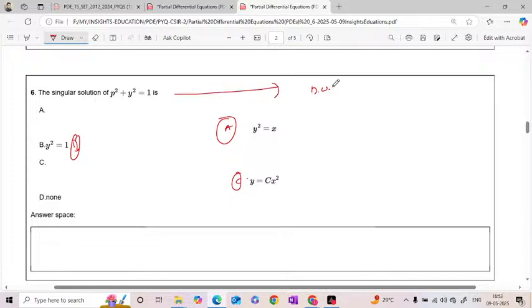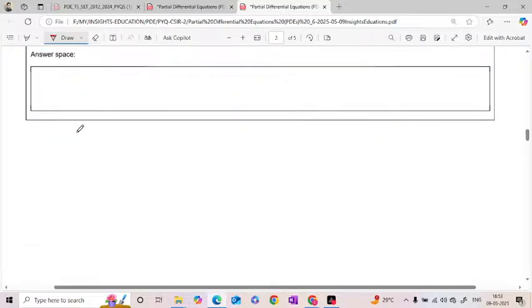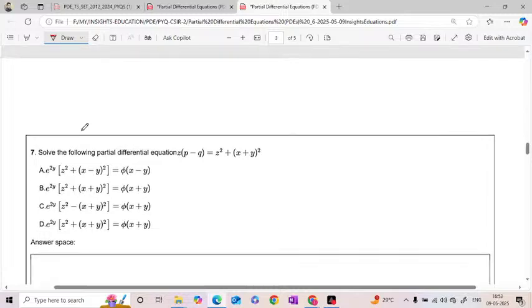After differentiating with respect to p, what will happen? 2p is equal to 0. Now p is equal to 0. Now substitute p is equal to 0 here. p square plus y square is equal to 1, so y square is equal to 1. So this is our particular integral. So y is equal to plus or minus a is the particular integral. Option B is correct.